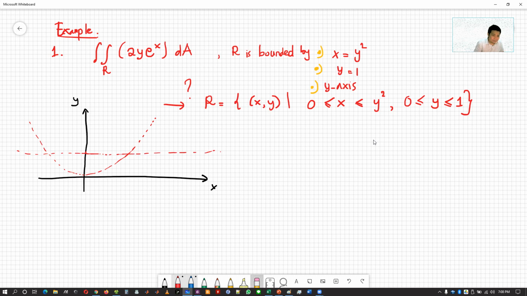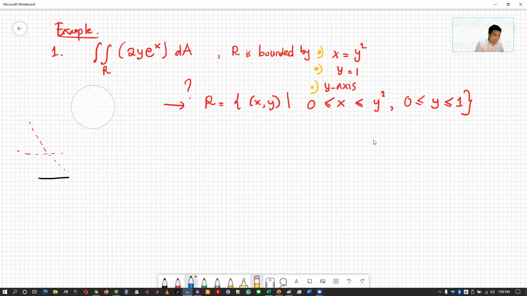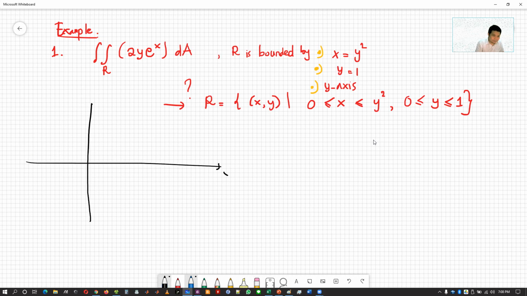Sorry, I did something wrong. This is not y is x squared, but x is y squared. Okay, I will erase everything and redraw it again. Sorry for that. So this is x is y squared. What we got is that we flipped the parabolic function that we always know, which is what I did previously. So this one is actually x is y squared, something like this.